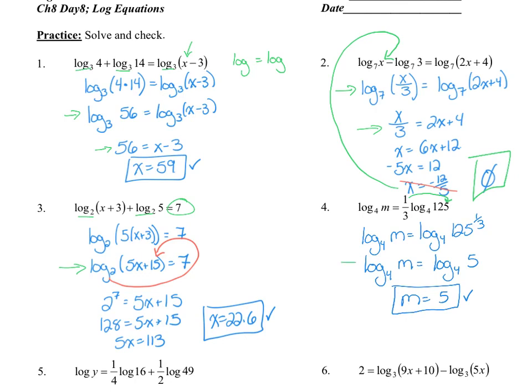And now that we have one log, a single log on both the left and the right side, you can ignore the logs, just set the arguments equal to one another, and just be sure to check your answer. 5 keeps all the arguments positive, so it works.